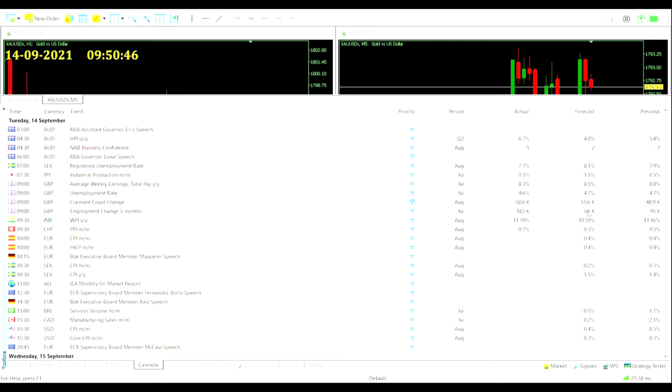On the whole, pretty good jobs numbers for them. They won't be too disappointed with that. 9:30 in India, the wholesale price index year-on-year, 11.39%, even higher than the forecast of 10.59. Inflation over there has been rapid.